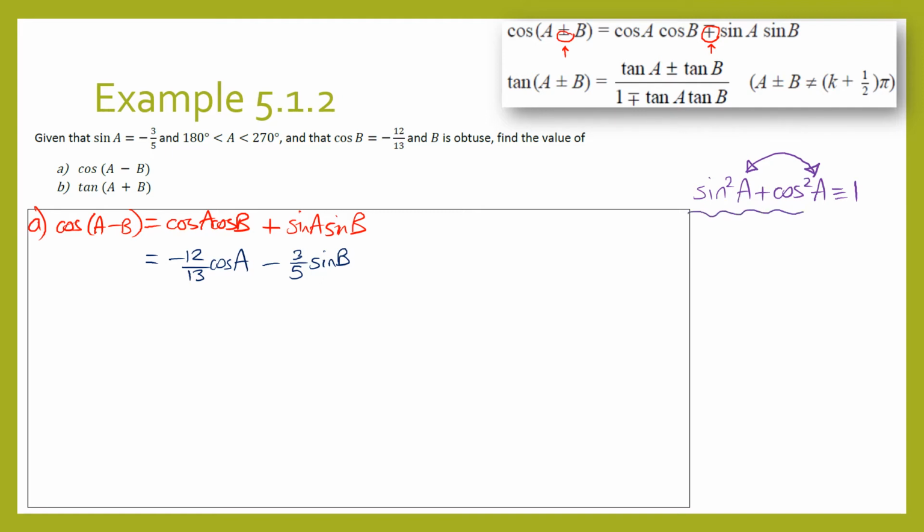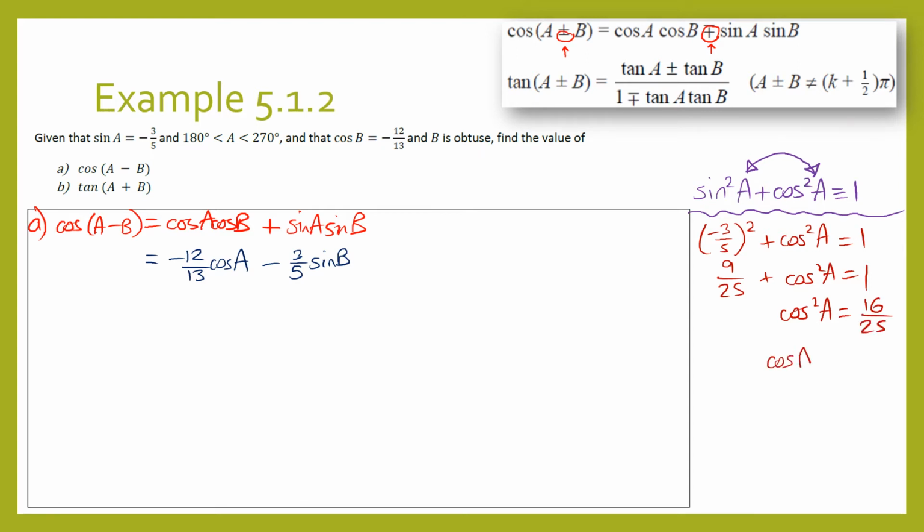So using that, I'm going to work out, let's start with sine A, which is minus 3/5. So that's sine A. It's going to allow me to work out cos A. So rearranging this, we get cos squared A is 1 take away 9/25, which is 16/25. And now I need to square root both sides.